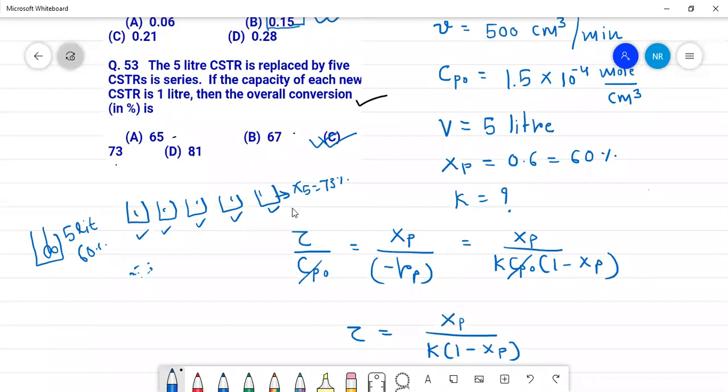Here why is conversion increased? Because the concentration decreases very much faster. Why is concentration decreasing? Because we are giving 5 times treatment. It's not one time treatment. If we give 5 time treatment, then concentration decreases more compared to one reactor. And because of that reason, 73%. Because of that reason, 13% conversion is increasing.